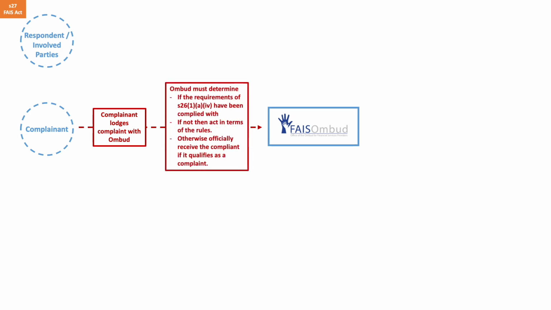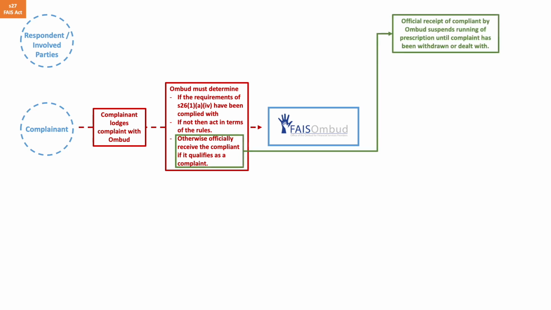The Ombud must determine A. If the requirements of Section 26, subsection 1, paragraph A4 have been complied with. Basically, has the complaint been taken to the respondent first before being brought and lodged with the Ombud's office? B. If not, then act in terms of the rules before bringing it to the Ombud. That is, to send and notify the respondent and offer the respondent an opportunity to resolve the matter with the client first. C. Otherwise officially receive the complaint if it qualifies as a complaint.